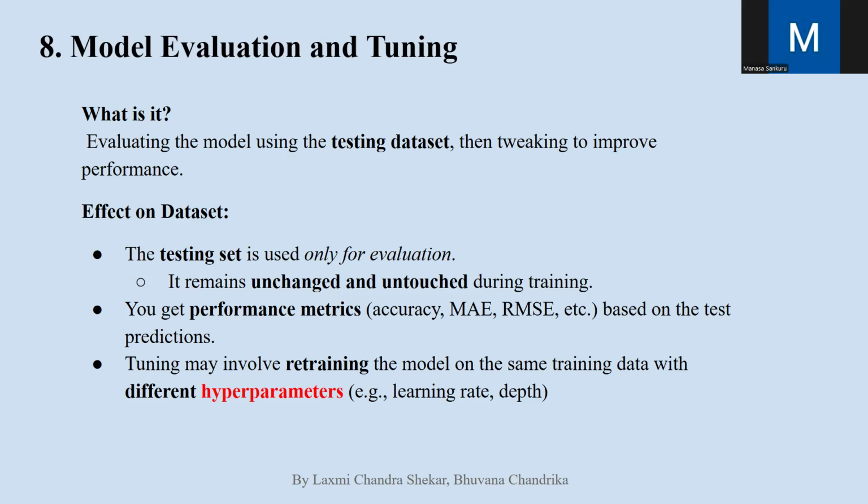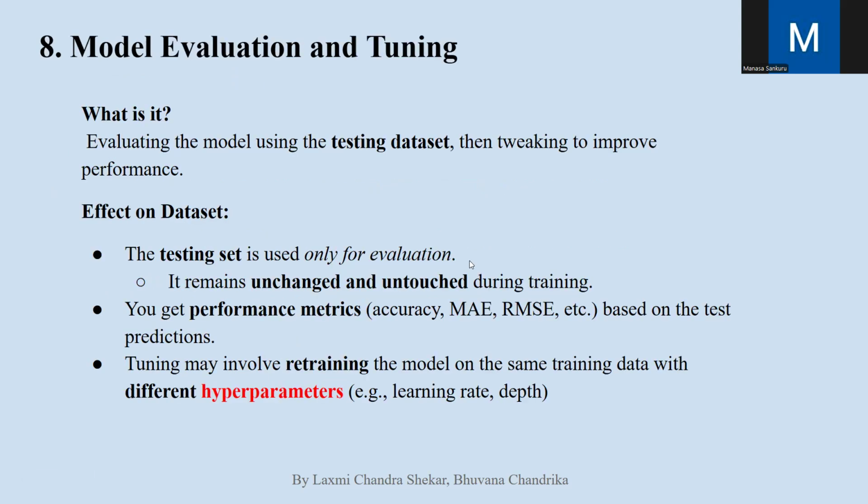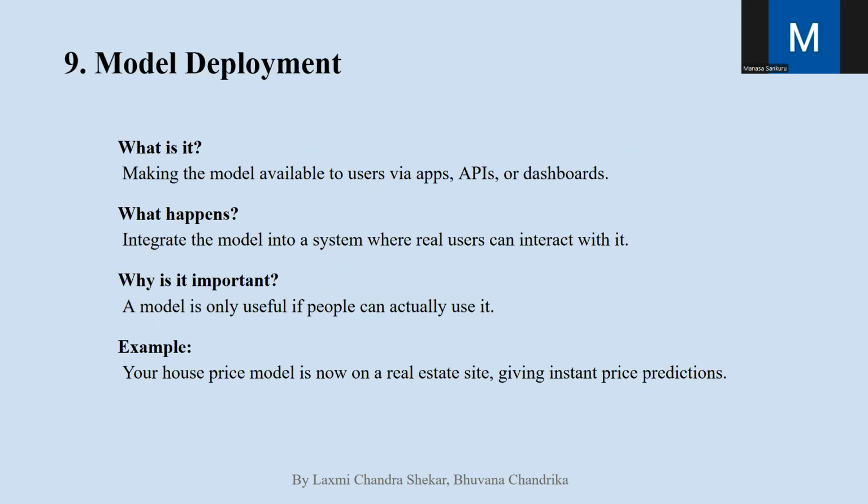Okay. Ninth one, model deployment. What is it? Making the model available to users via apps, APIs, websites or dashboards or something like that. So, up to this point, our model is ready to be deployed. Deployed in the sense, available to the users. They can use it. Here, who are our users?